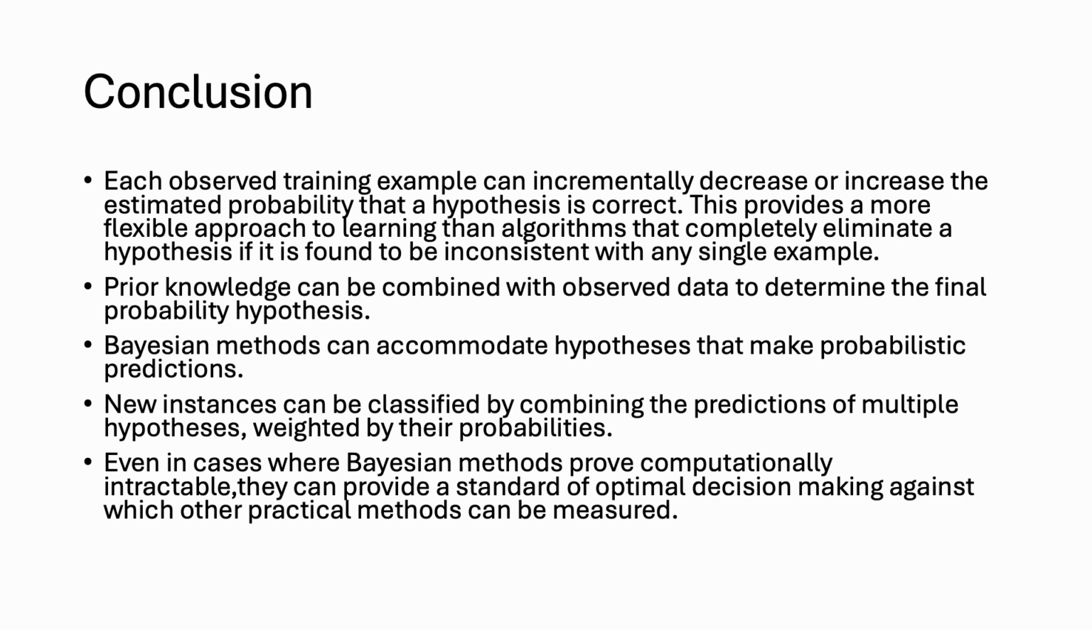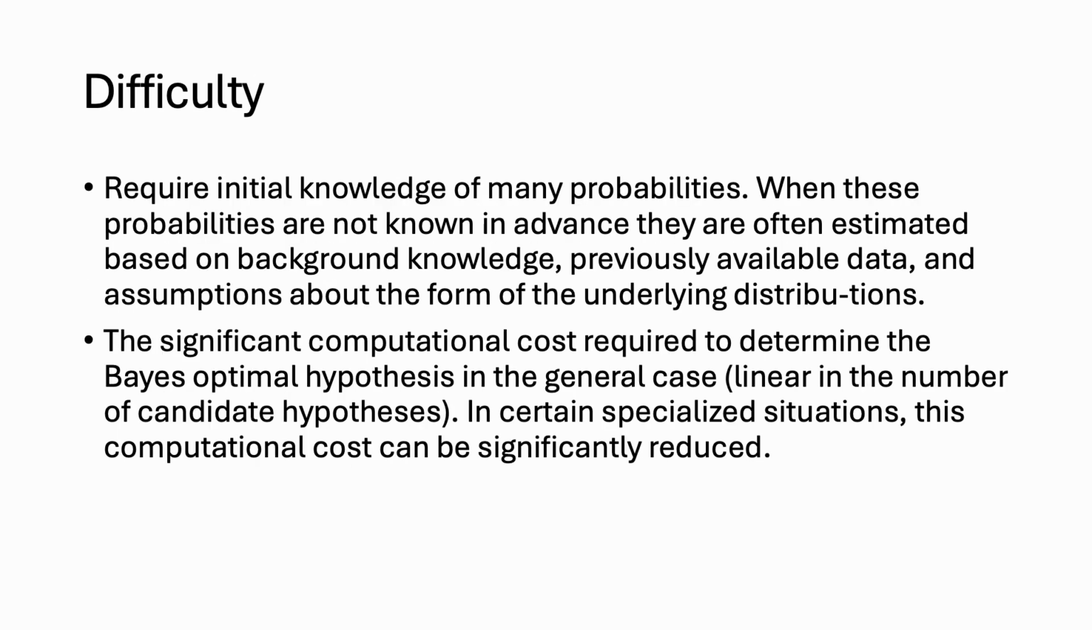And we can also apply prior knowledge to strengthen the prediction. Bayesian methods can accommodate hypotheses that make probabilistic predictions, and a new instance can be classified by combining the predictions of multiple hypotheses, not just one. And even in cases where Bayesian methods prove computationally intractable, they can provide a standard of optimal decision making against which other practical methods can be measured.